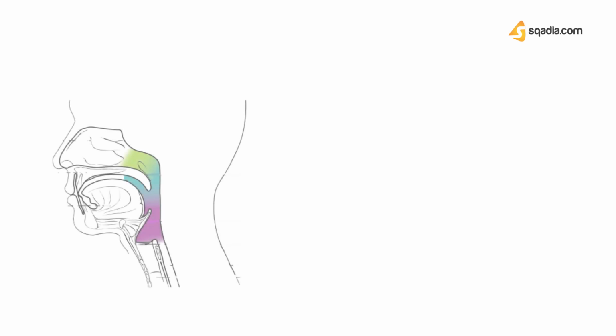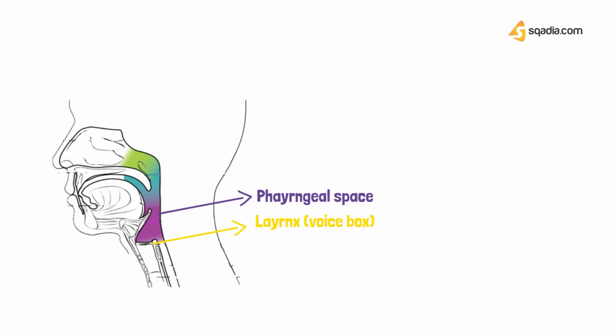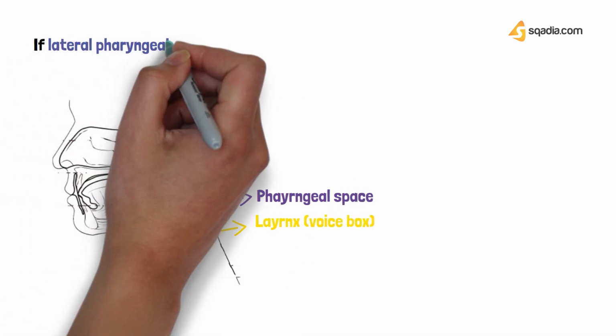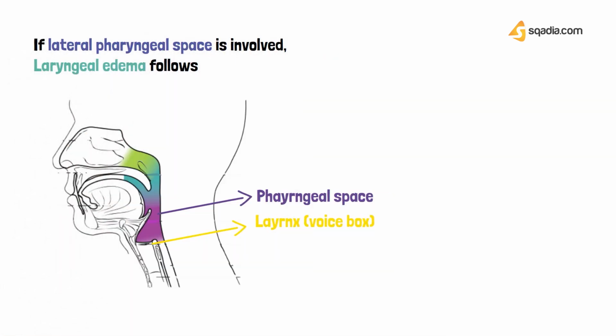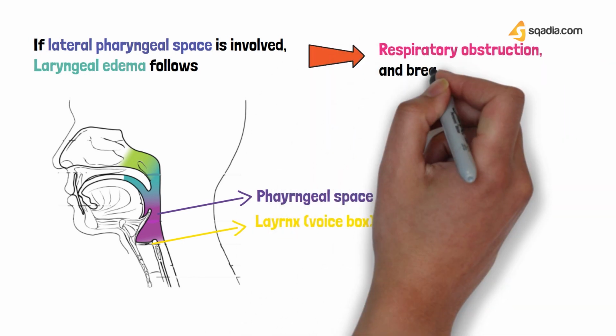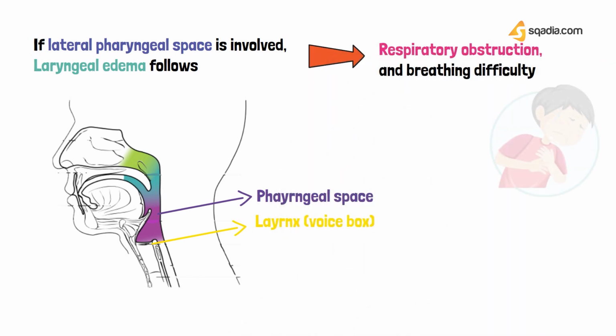Now, this is a picture of the oropharynx. Over here is the larynx, which is also known as the voice box. Just above it is the pharyngeal area. Now, if this pharyngeal area is involved laterally, then there's going to be laryngeal edema. Now, what happens then is there is going to be respiratory difficulty and obstruction.